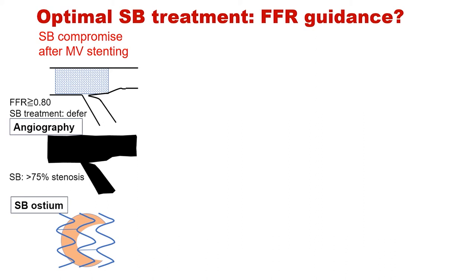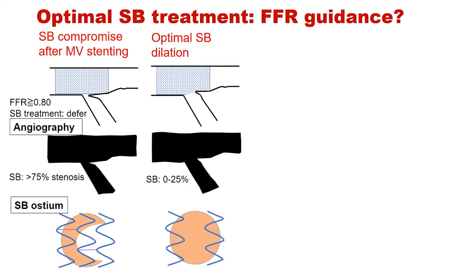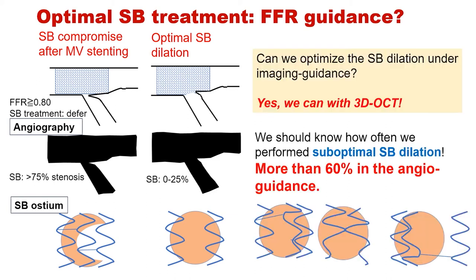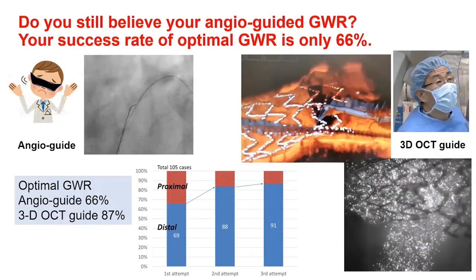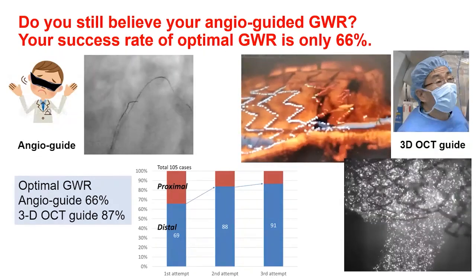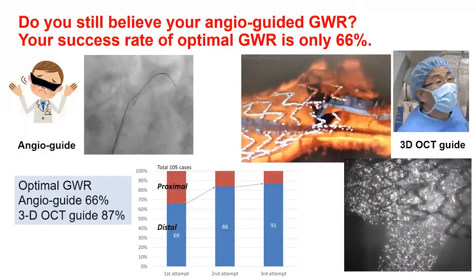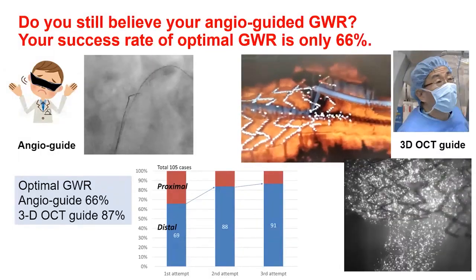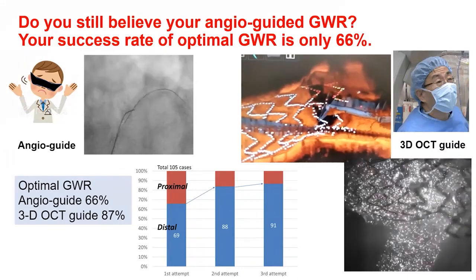However, we know the condition induced by optimal side branch treatment is much better: the shifted carina is corrected to the neutral position, with complete removal of jailing struts. But we should know how often we perform suboptimal side branch dilation. It is more than 60% in angio guidance. Therefore, accurate assessment of guidewire recrossing point and subsequent stent deformation by side branch dilation in 3D OCT facilitates more optimal side branch treatment.